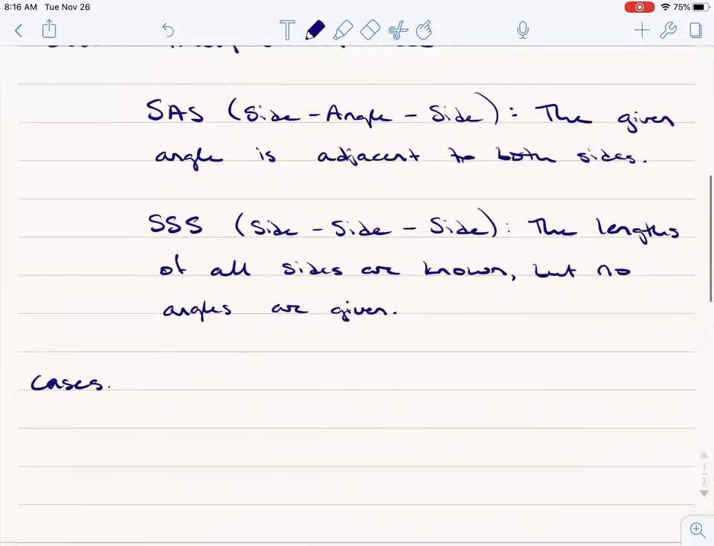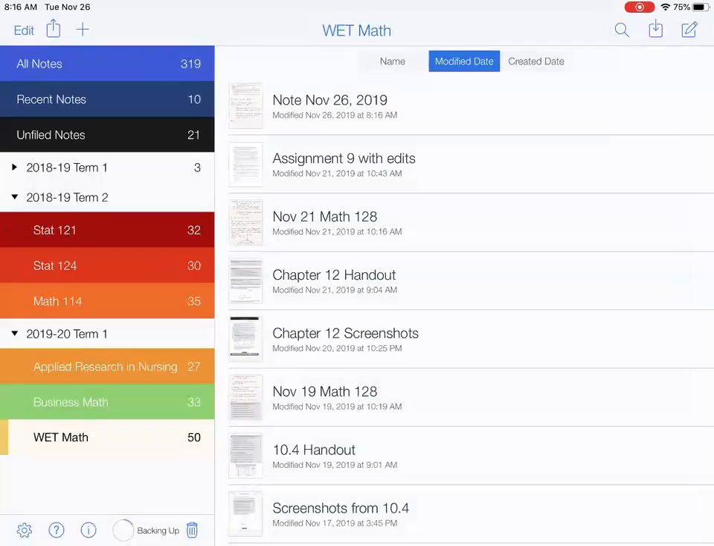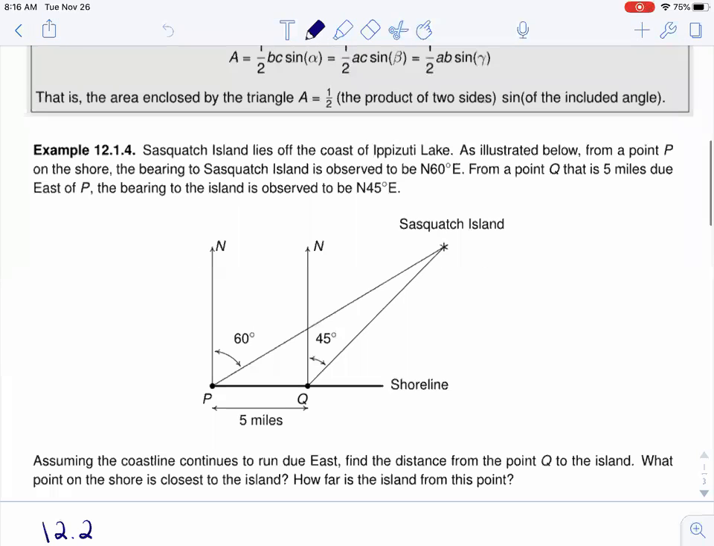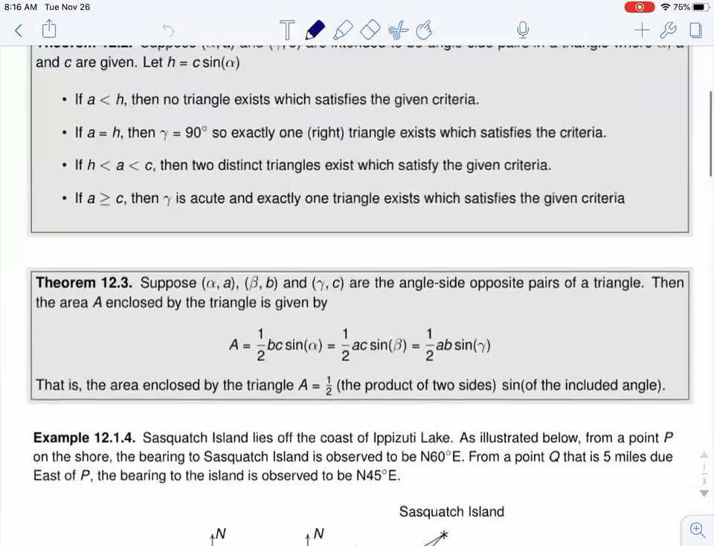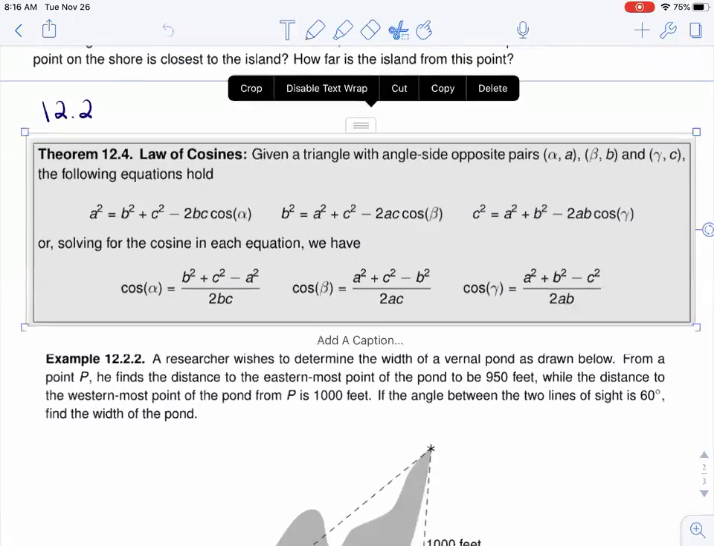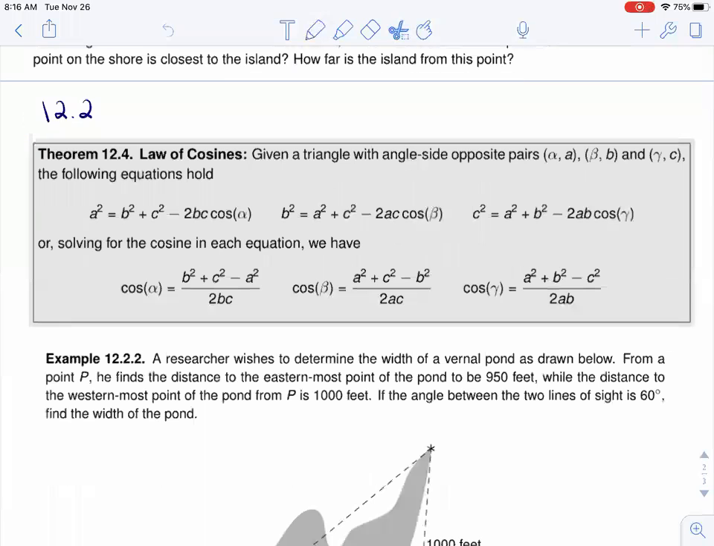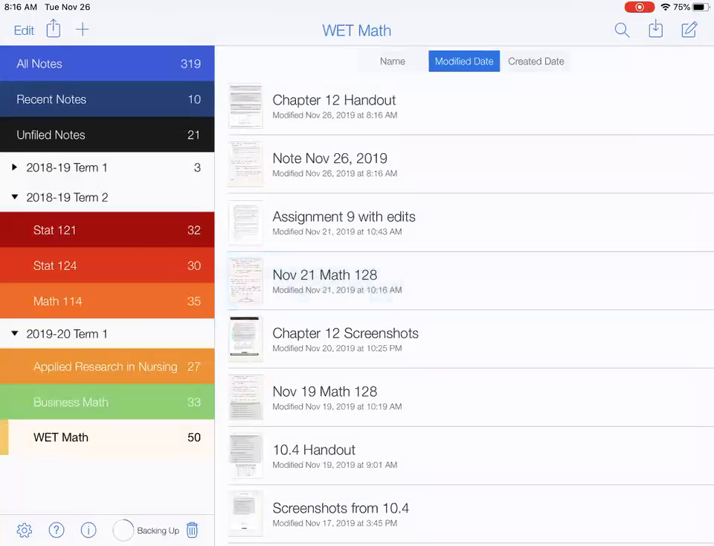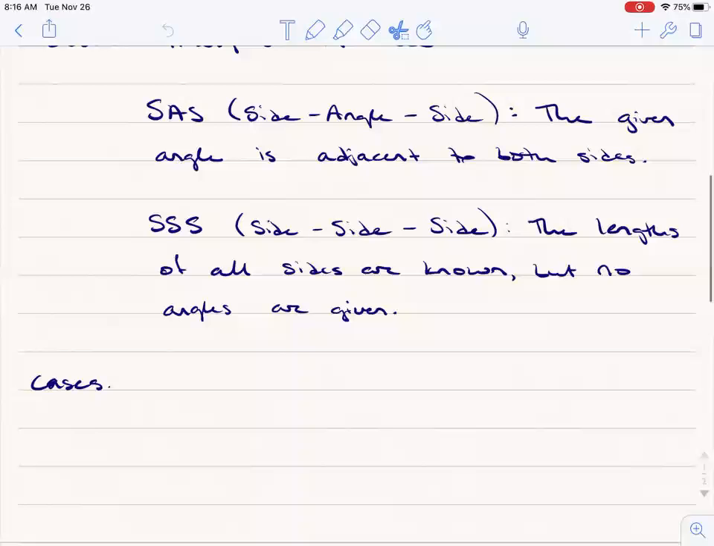And so we've got theorem 12.4 here, the law of cosines, and you've got it on your handout.